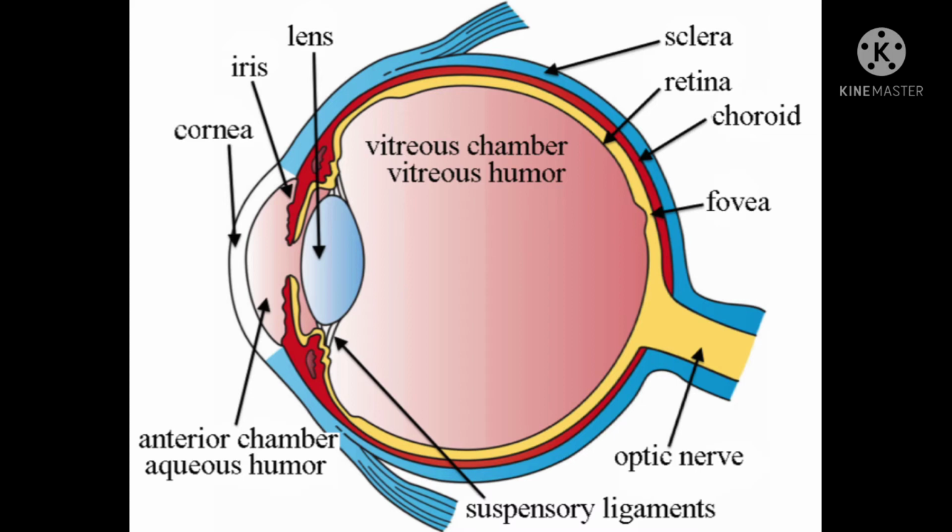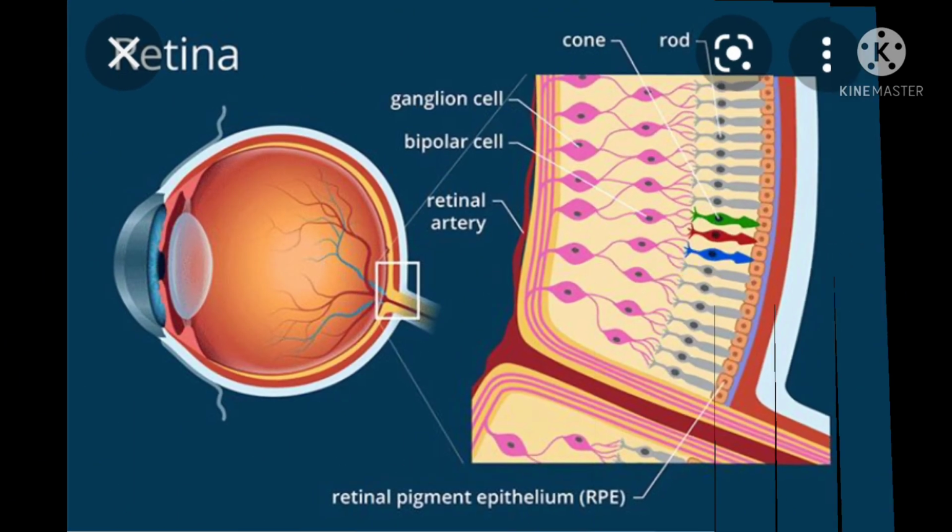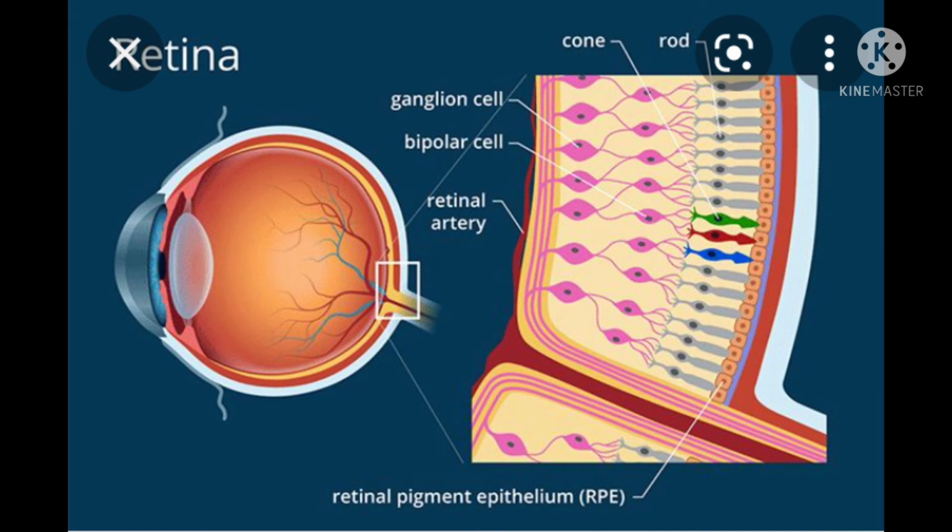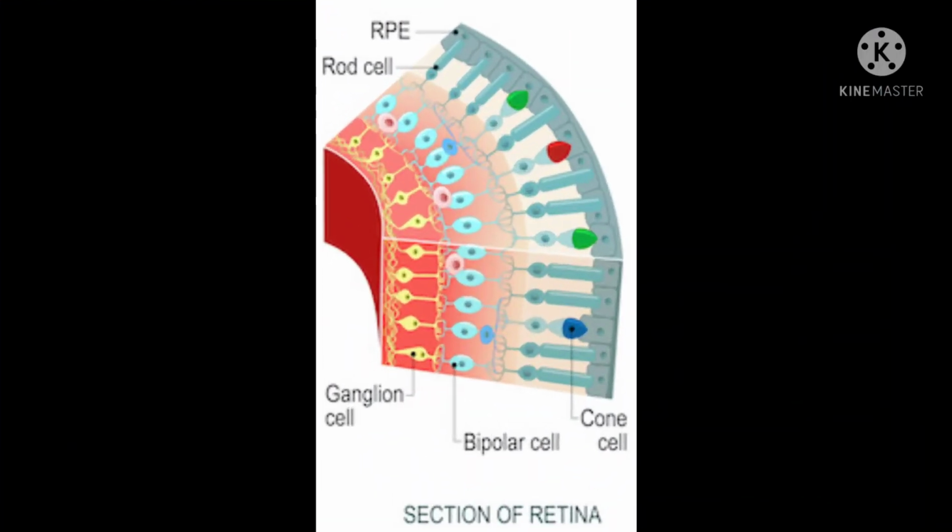The aqueous humor and vitreous humor maintain the definite shape of eyeball and maintain the pressure to keep the lens in position. Now we shall see the third innermost layer of the eyeball, that is the retina. Retina is the innermost delicate, non-vascular, light-sensitive layer divided into a pigmented non-sensory part and a sensory nervous part.